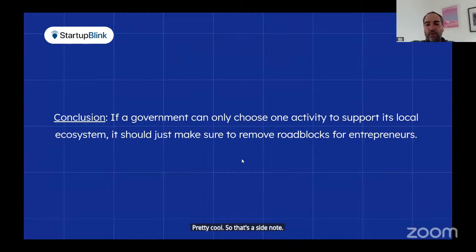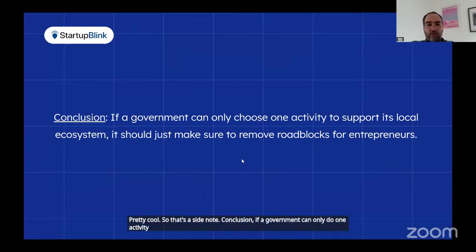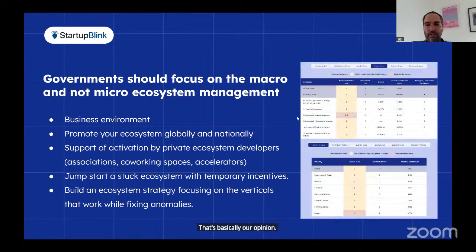Conclusion: if a government can only do one activity to support its local ecosystem, it should be just to make sure you remove the roadblocks for entrepreneurs. That's basically our opinion, and that's what we've seen in reality. This is the biggest thing.